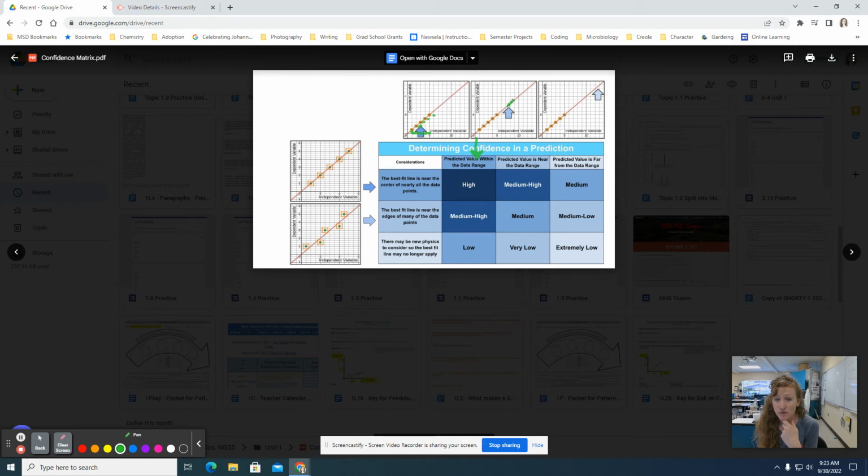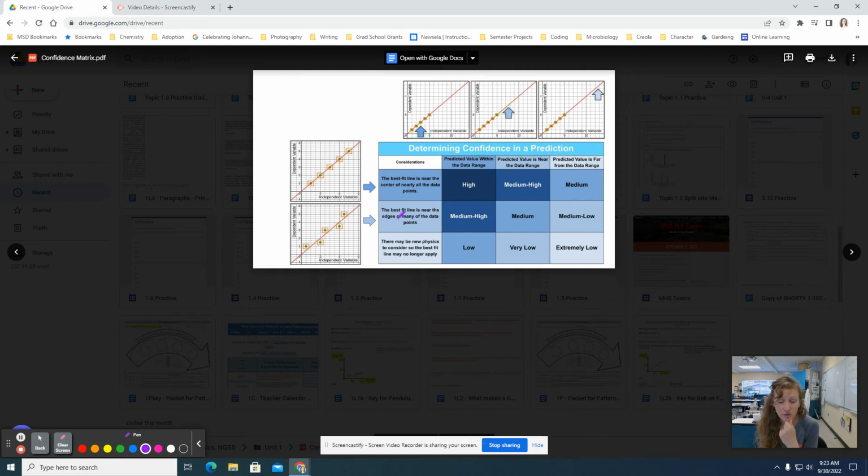If the value you're trying to predict is near your data points but not in the middle of them, then you're going to be here, kind of in the middle of this consideration. If the thing you're trying to predict is way over here on the side, then the thing you're trying to predict is not very close to the data that you actually have. Your confidence would be fairly low. You're going to be far right on this column.